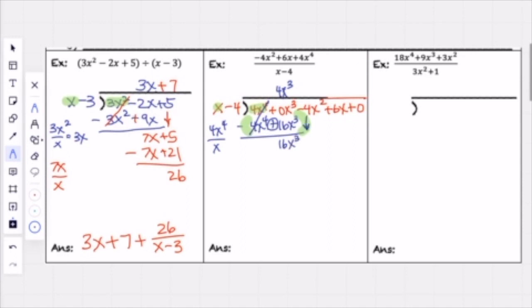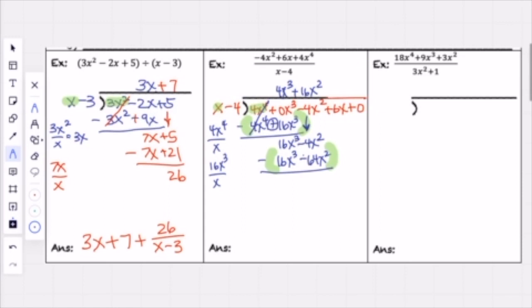And now I'm going to bring down the next term, which is negative 4x squared. I start that process again, 16x cubed divided by x, and that should give us 16x squared. I'm going to multiply that through. I've got 16x squared times negative 4 is going to give us negative 64x squared. And 16x squared times x is going to give us 16x cubed. I'm going to subtract the whole thing, distributing that negative.